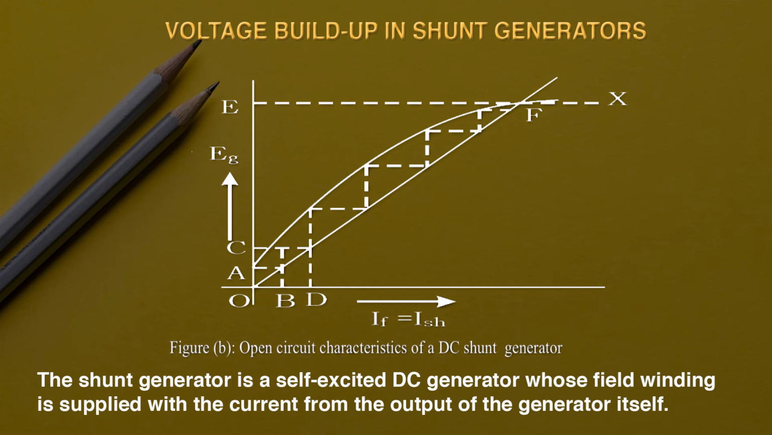generator. The shunt generator is a self-excited DC generator whose field winding is supplied with the current from the output of the generator itself. However, the question arises how it can supply current to the field winding before the voltage is generated, and if the current is not supplied, how can the voltage be generated? Let us find out its answer from the following explanation.